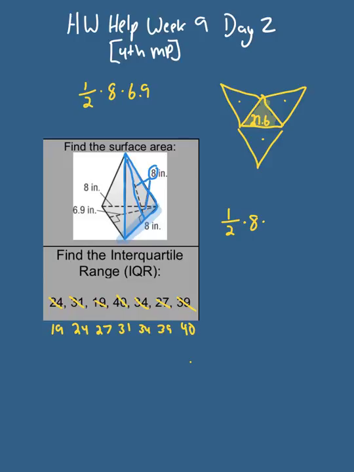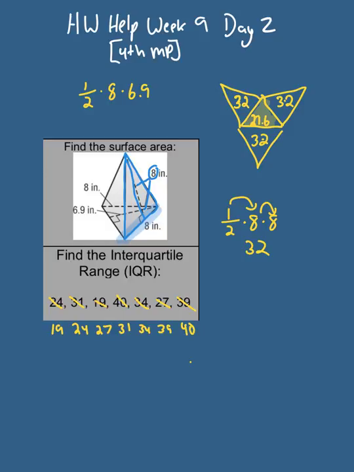So it's half times 8 times 8. And if you type that in, or I know half of 8 is 4, and 4 times 8 is 32, that area is 32. So each of these lateral faces has an area of 32 square inches. So I just need to add up 32, 32, 32, and 27.6. Now what I actually type on my calculator is 32 times 3, because there's 3 of them, plus 27.6.